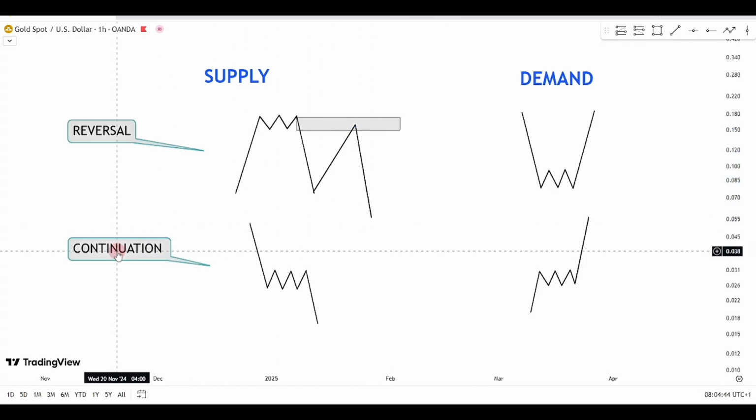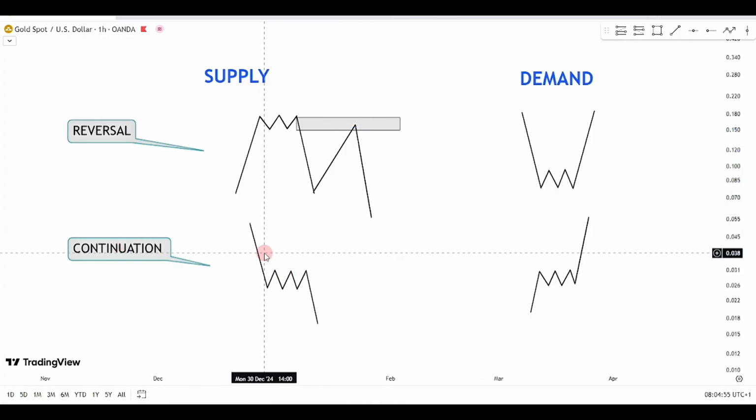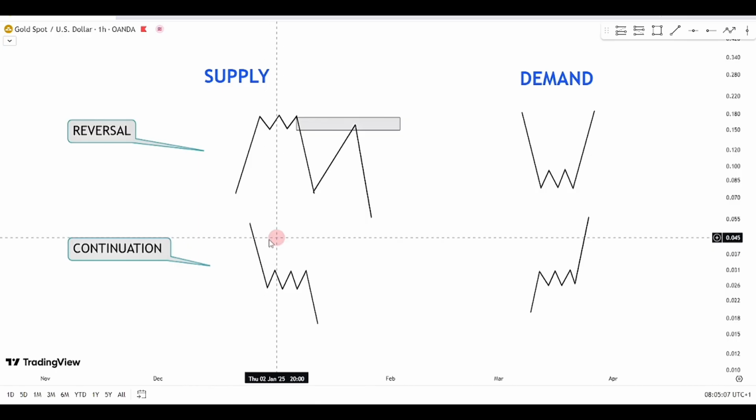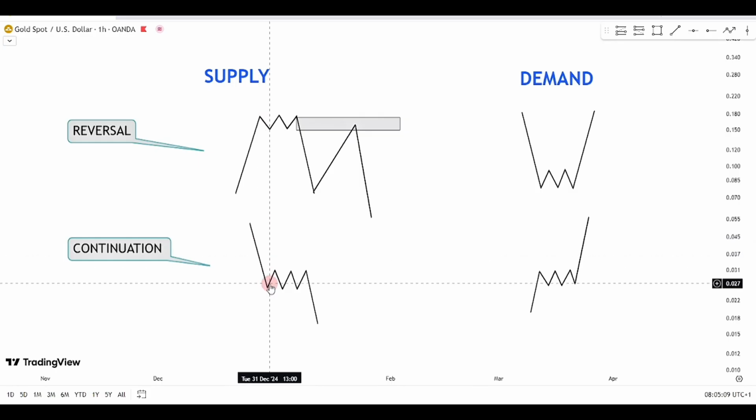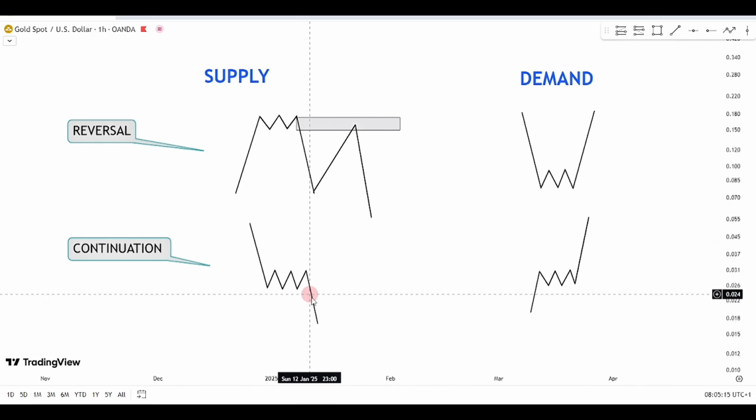Now the same thing goes for the continuation pattern. What you must understand is that whenever price is expanding to the downside, there has to be a point where price has to stop and consolidate a bit before pushing in that direction. Just like we had at this point, we had price pushing towards the downside. Now it gets to a particular level where it has to stop, then begins to consolidate before we had that aggressive sell towards the downside.